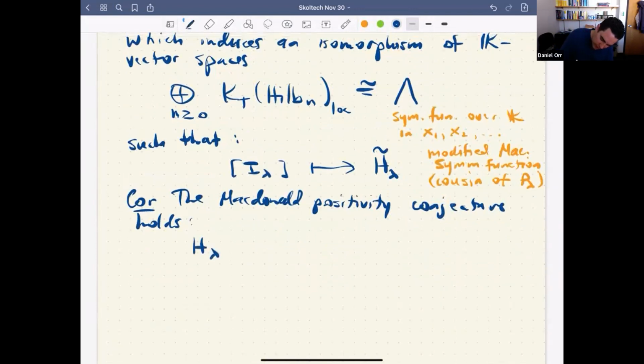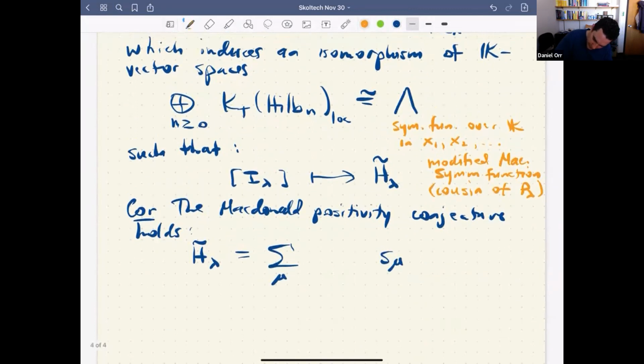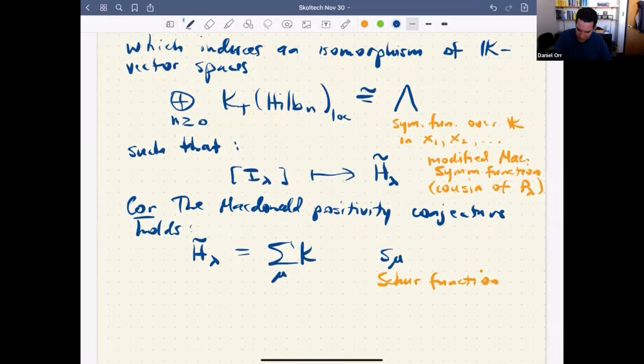So what does this positivity conjecture say? It says if you take H tilde and expand in Schur functions, then the coefficient, I think my labeling is backwards from the usual, so I need to put the mu here, lambda here. These coefficients, I started with K, which is the field of fractions in q and t, so rational functions. But here, these are polynomials in q and t with non-negative integer coefficients.